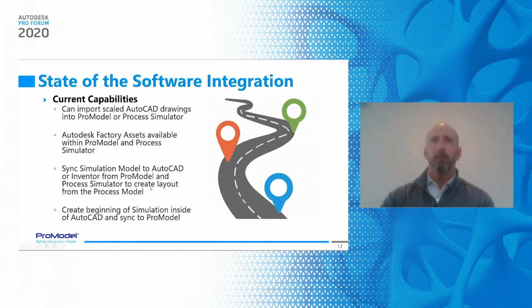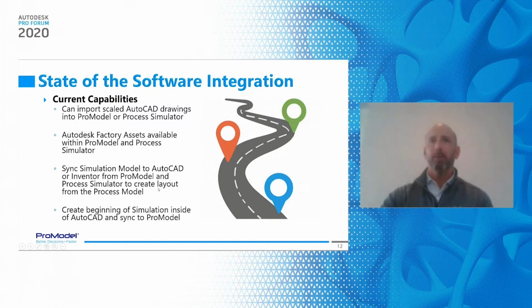Both of the software packages have integration with the Autodesk platform. Currently, both of our products can import scaled AutoCAD drawings into ProModel or our Process Simulator tool. We can use Autodesk factory assets to actually create the simulation model. So if you have user assets using factory design utilities, you can build our sim model with those. And because they have properties associated back with AutoCAD and Inventor, you can sync the simulation models back to AutoCAD or Inventor from ProModel and Process Simulator to help create the layout from the process model.